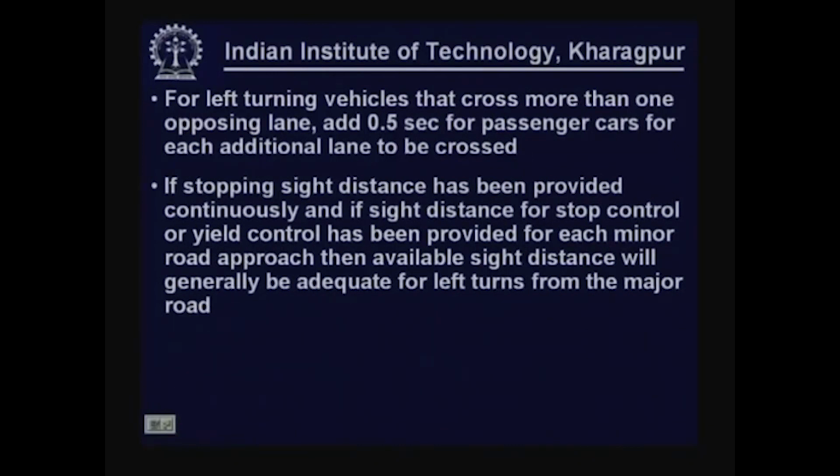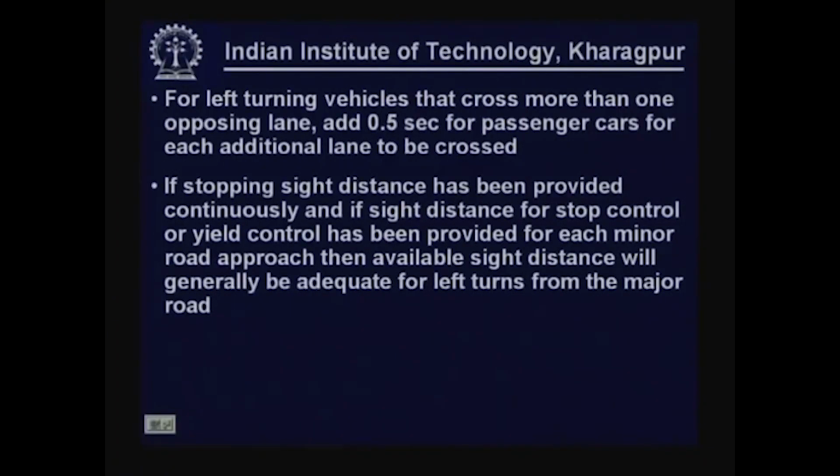So, for turning vehicles or left turning vehicles that cross more than one opposing lane, 0.5 seconds should be added for passenger car, and a separate value is recommended for other vehicle types, design vehicle, for each additional lane to be crossed. Obviously, if it is a wider road, more number of lanes are to be crossed. So, therefore, more time is required. So, AASHTO recommends that 0.5 seconds for passenger car should be taken for each additional lane to be crossed.